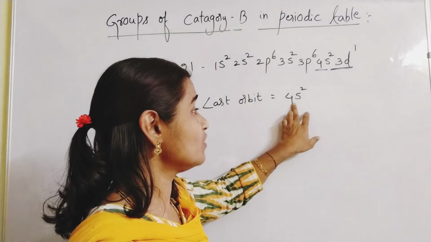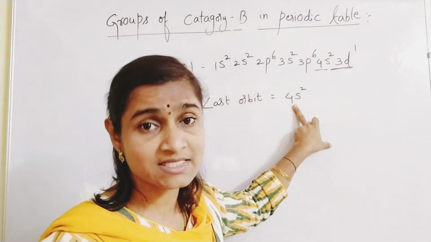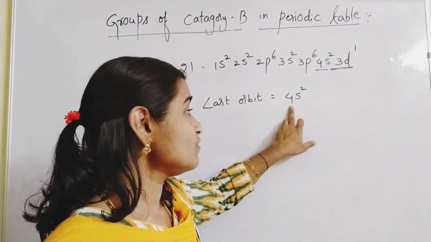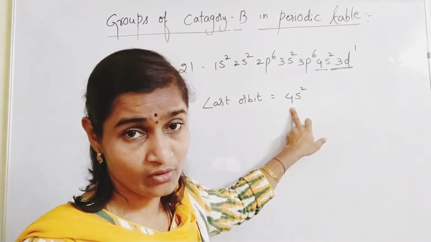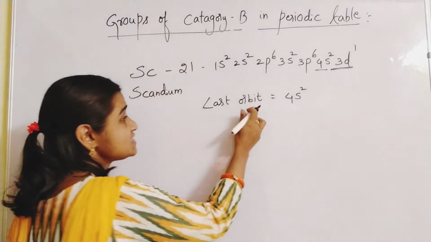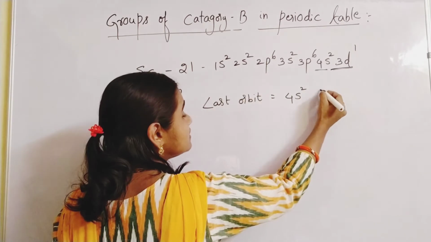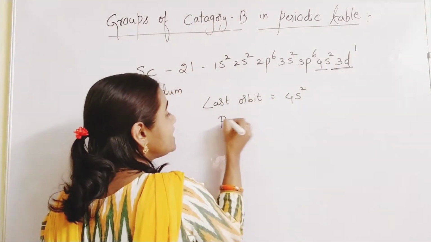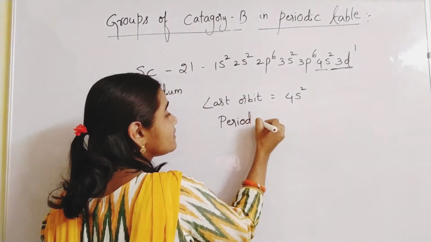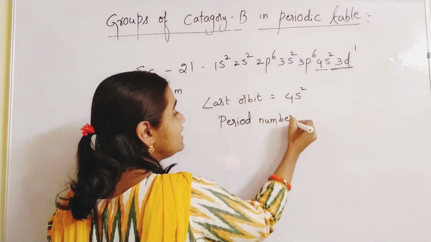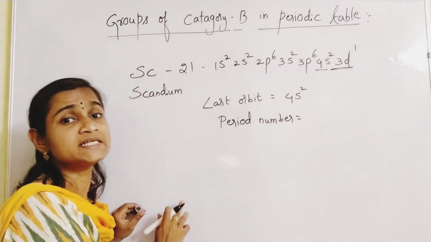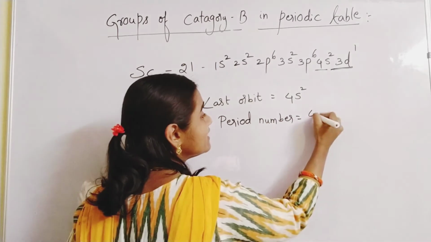The last orbit, that shell number, gives you the period number. Here 4s is the last orbit, so the period number will be 4. Please understand carefully: the last orbit is 4s2, which means the period in which this element exists is the fourth period.